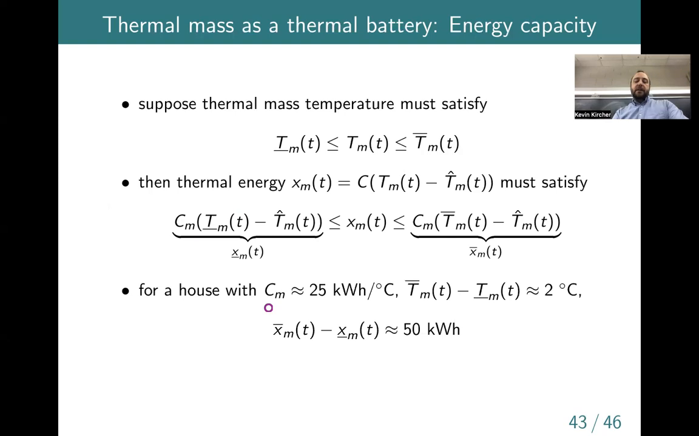Okay, and then we run the numbers and we find the difference between these two, the magnitude of energy that we can store for a typical house, might be around 50 kilowatt hours. So this is an order of magnitude larger than what we had for the amount of heat that we can store in the air. So as long as you have had the time to do this slower timescale charging of the fabric of a building, it can actually have quite a lot of energy storage capacity.